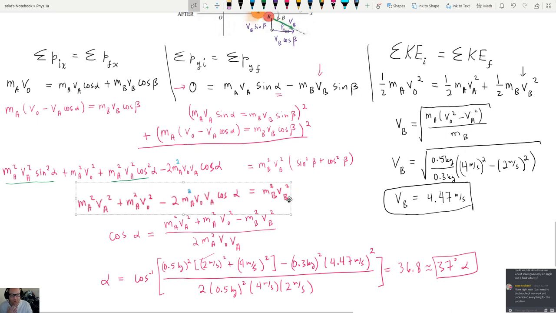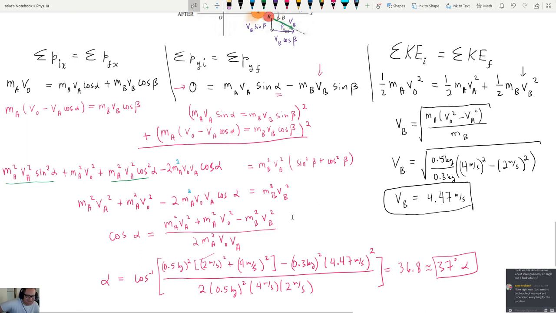Oh no, VB would be an unknown. Yeah, so that's the other step. So you get to this line, VA would be an unknown, but VB squared, you would use this equation, the kinetic energy equation, to eliminate VB squared, and you'd be left with just VA. You get a quadratic equation too.